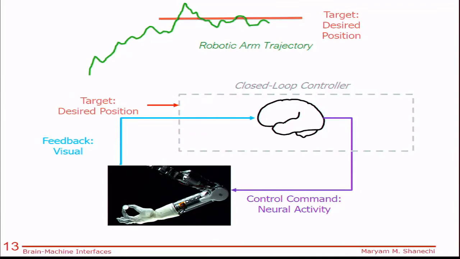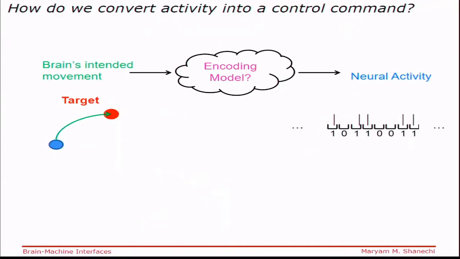You see where your arm is going, you want to take it to a certain place, so you can issue corrective actions or feedback control actions. But before we can build this closed-loop control system, we have to have a way to estimate what the intended movement is based on the neural activity. So how do we do that?